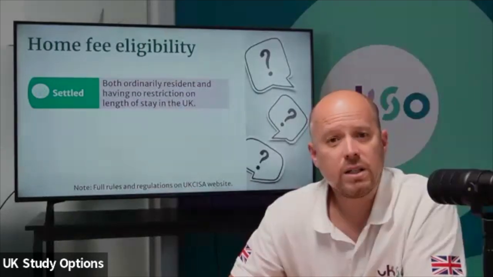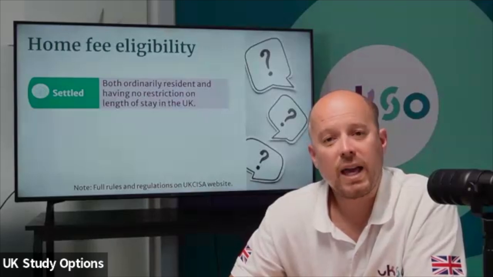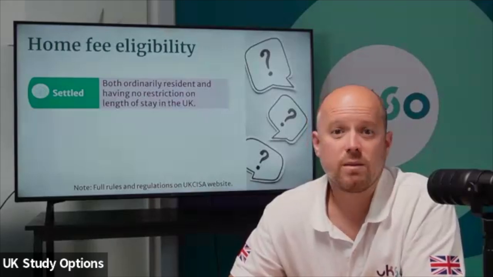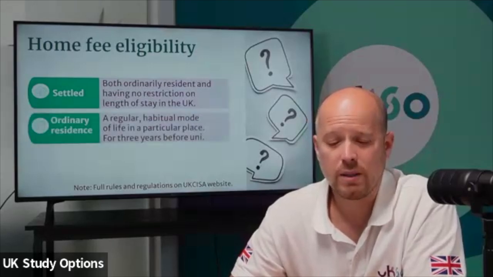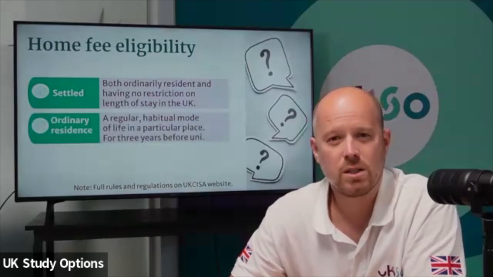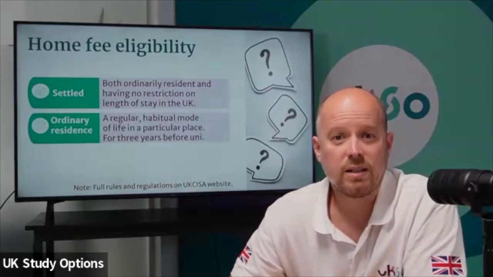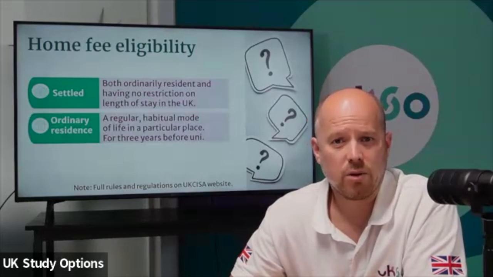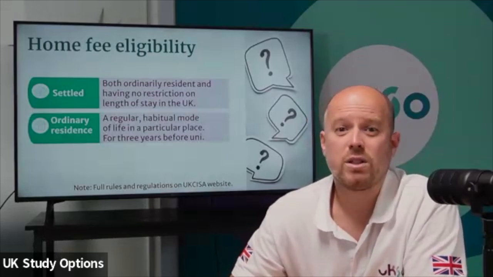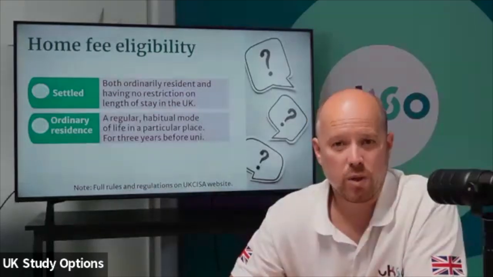But even if the child themselves is not a British citizen, they and everyone still needs to meet this next requirement, which is the ordinary residence requirement. And this is a really tricky one because there is no definition of ordinary residence under the rules. So this is an area where universities need to make their own judgments and use their discretion. Many universities will have their own specific policy on how they are going to assess ordinary residence.